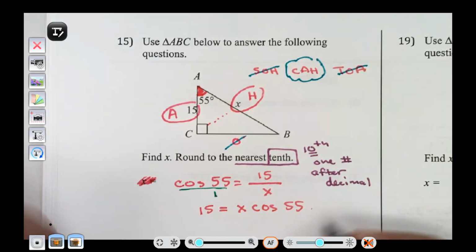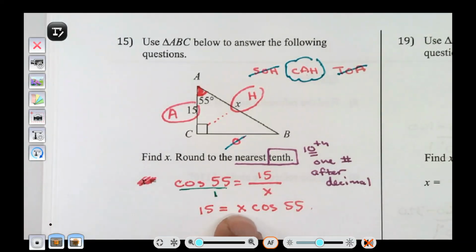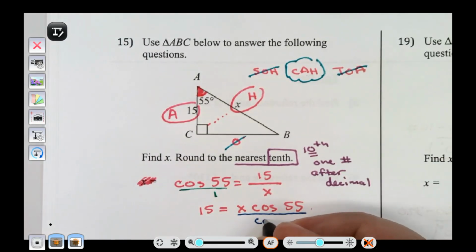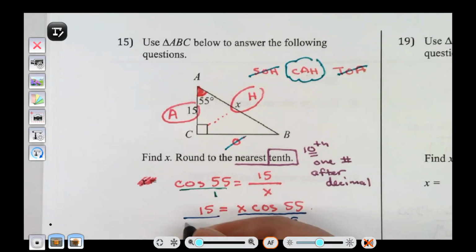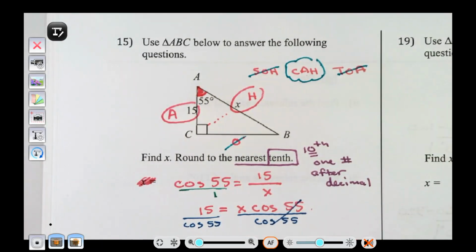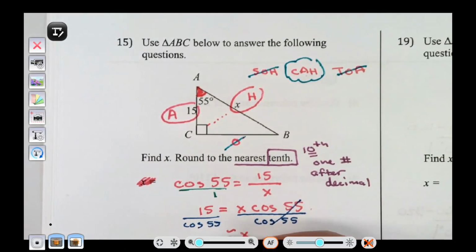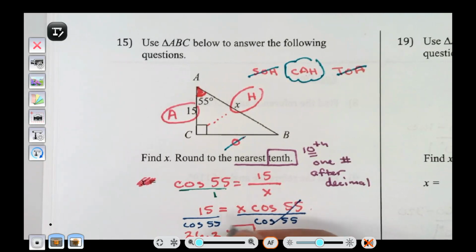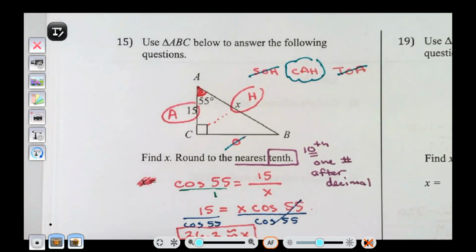Never put the x in the back, leave it in the front, because now I know x is not by itself. Well, then there's only one way to get rid of cosine 55, and that's to divide by cosine of 55. So cosine of 55 is gone. The x is by itself, so this is where we bring in our calculator to help us out. So just remember, you do need to be in degrees. This is not in radians, so make sure your calculator is in degrees. And when you type it into the calculator, we get the answer of 26.2. Rounded again to one decimal place, they said. So 26.2.